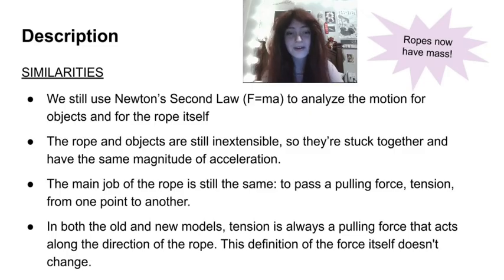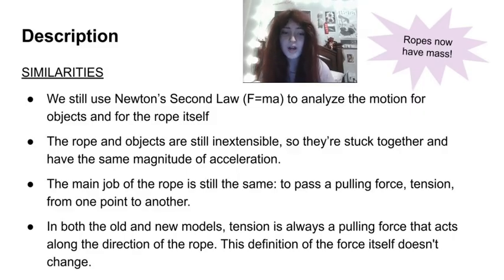Now onto the similarities between ropes that have mass and ropes that are massless. We can still use F equals ma, which is Newton's second law, to analyze the motion for objects and for the rope itself. And the rope and objects are still inextensible, so they're stuck together and they have the same magnitude of acceleration.